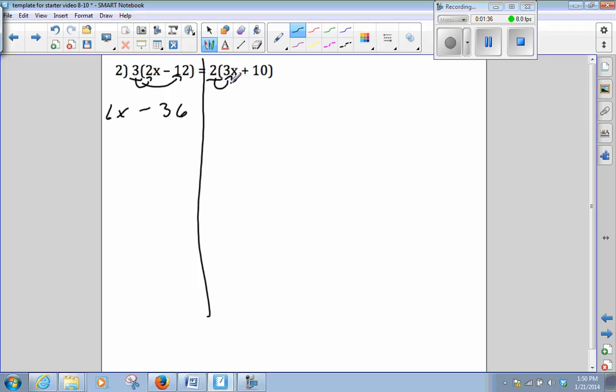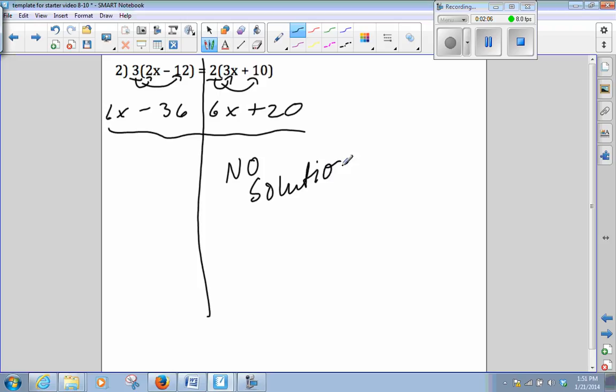Over here, 2 times 3x is 6x. And then 2 times 10 is plus 20. I can already tell there's something kind of funny going on here because I've got 6 x's on both sides, but this one has minus 36 and this one has 20. There's no such thing as a number that I can take 6 x's and subtract 36 from it and have the same answer as 6 x's with 20 added to it. So when I have two things that don't match like this on either side, it is no solution.